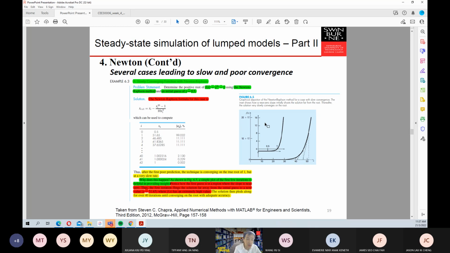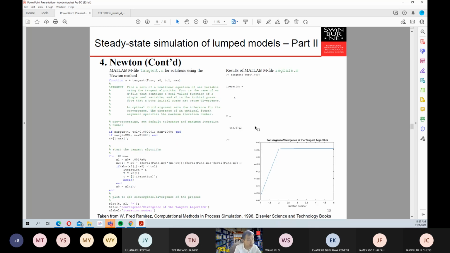Okay. So does anybody have any questions on these 4 methods before I continue our discussions? No? No questions?